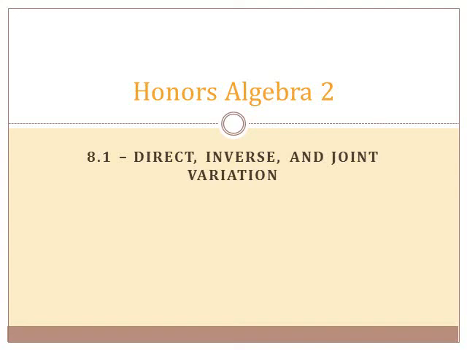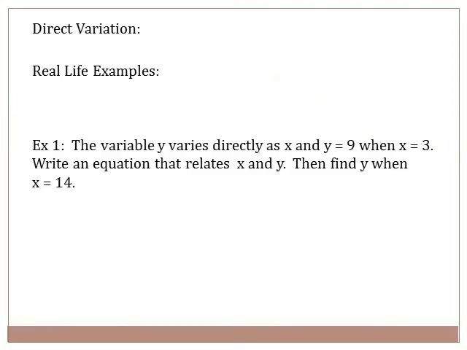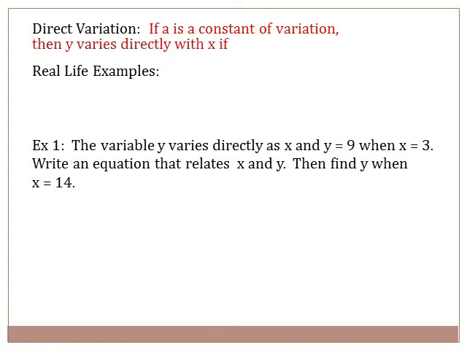We're going to be studying direct, inverse, and joint variation, which is a relationship between two different quantities. Direct variation has a constant of variation, so we're going to use the variable a. If a is a constant of variation, then y varies directly with x if y is equal to a times x.